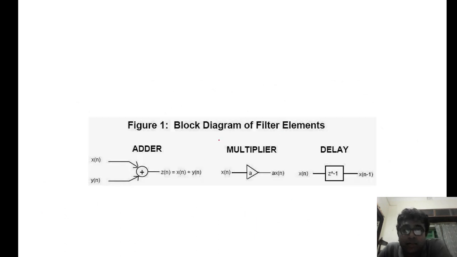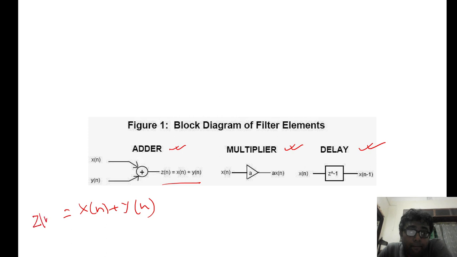And these are the filter elements which are being used here. One is adder, second one is multiplier, third one is delay. Now what is the basic function of an adder? As we can see from the mathematical expression, it is basically used to combine two signals, which will provide you a final result. Basically it's a process of addition, and this element is usually represented as this block, right?